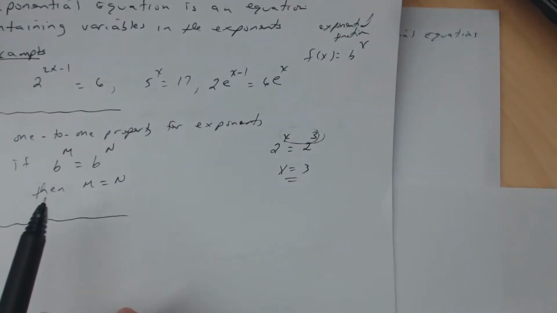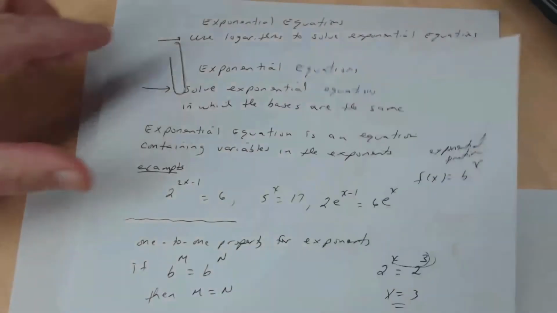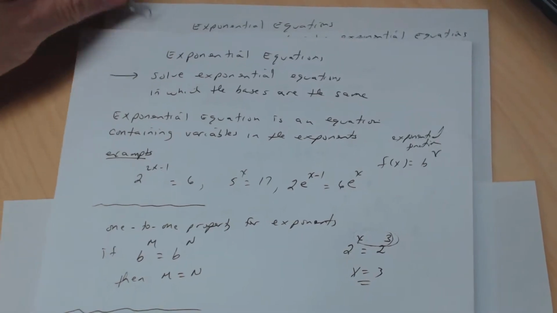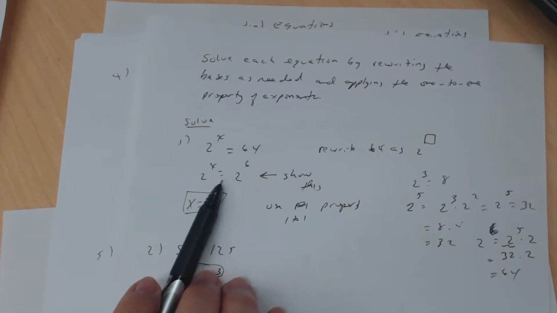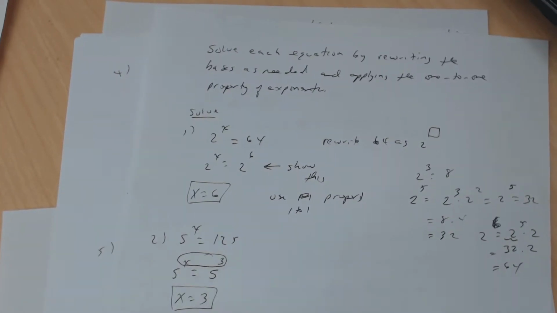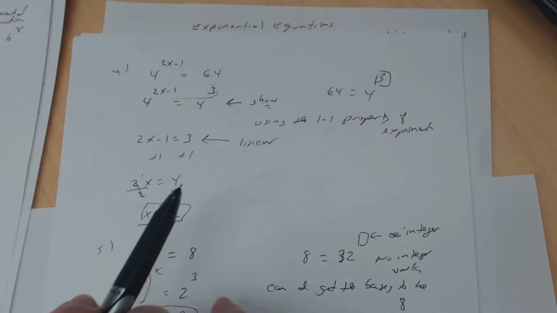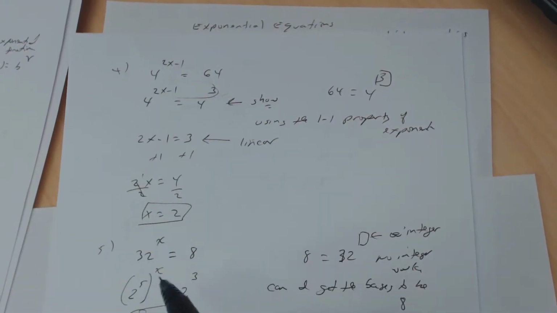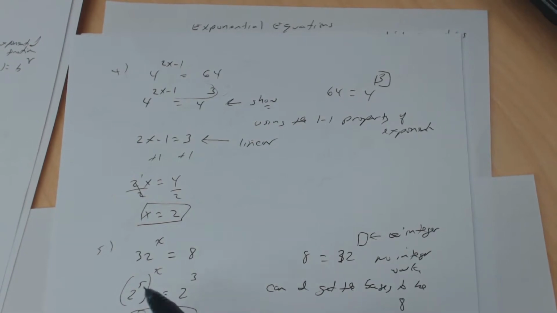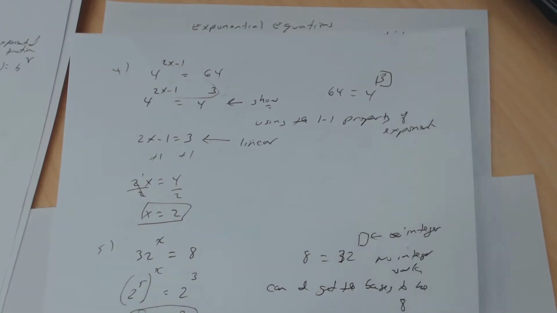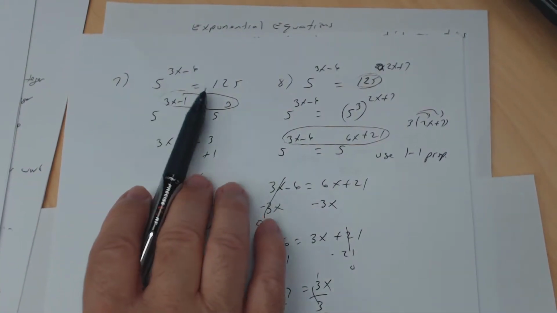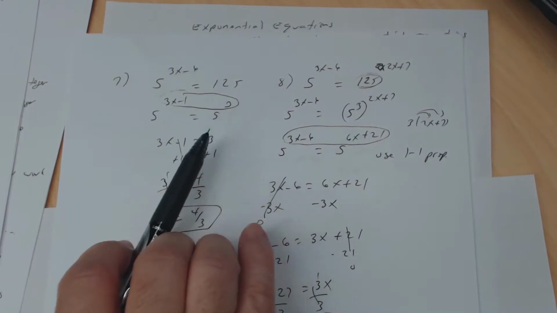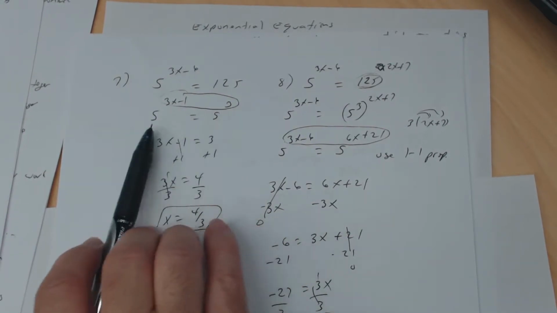Now, remember in the last lesson, we used like bases to solve exponential equations. For example, when we solved this right here, we got the base to be 2. Remember that? The base was 2. Here the base was 5, and so on. When we did all these problems, we were able to get the bases to be the same. When we had 5 to the 3x minus 6 equals 125, the base was 5 that we had to use.